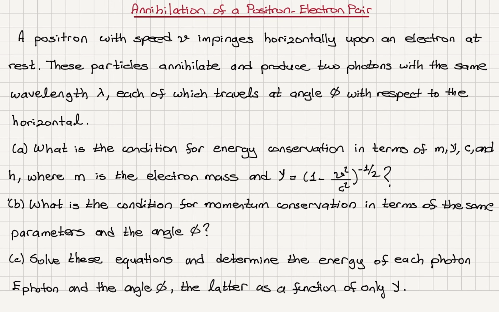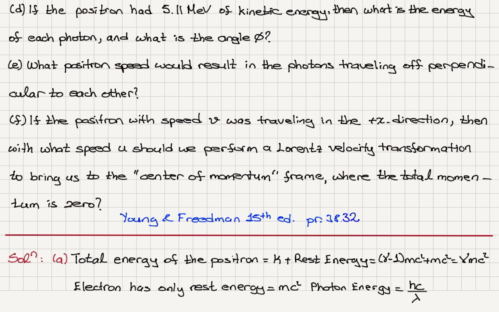Continuing our discussion of the problem on annihilation of a positron-electron pair, in the last part of the problem, part F: if the positron with speed v was traveling in the plus x direction, then with what speed u should we perform a Lorentz velocity transformation to bring us to the center of momentum frame where the total momentum is 0?